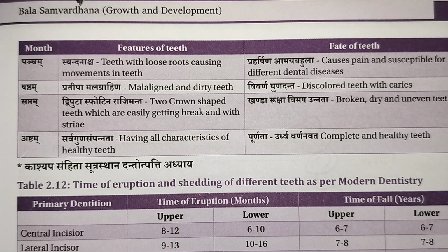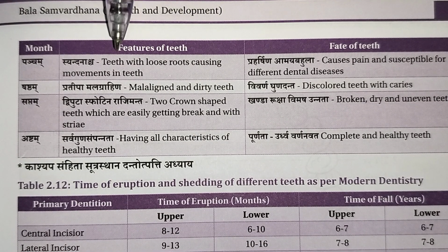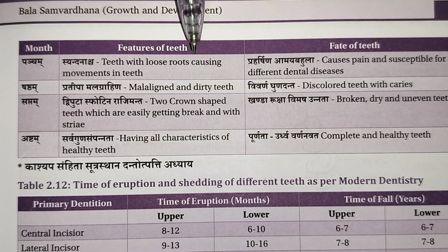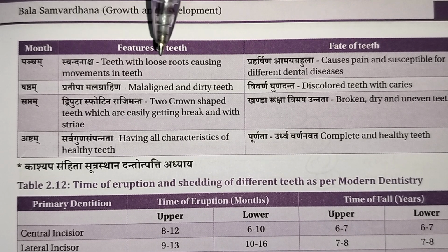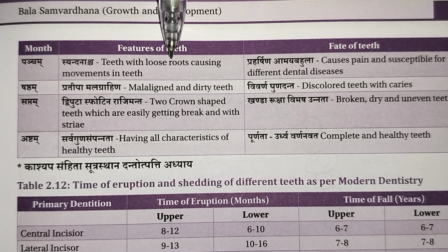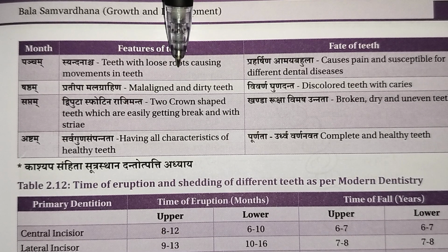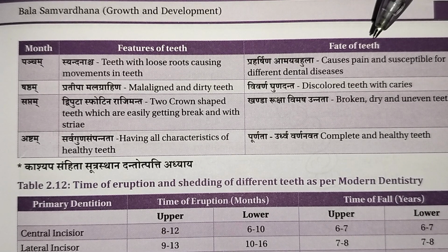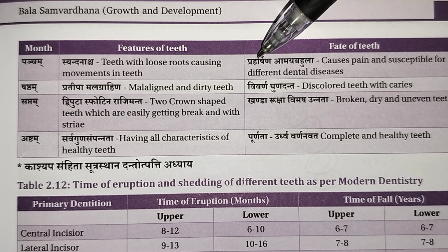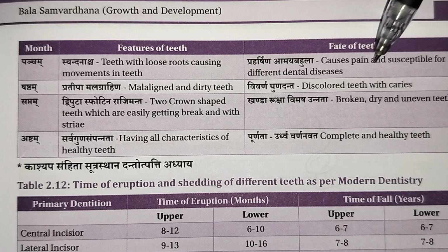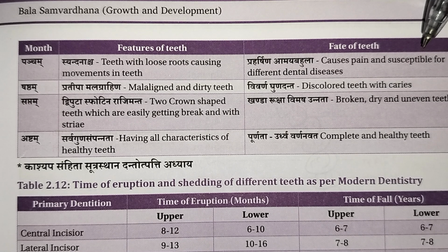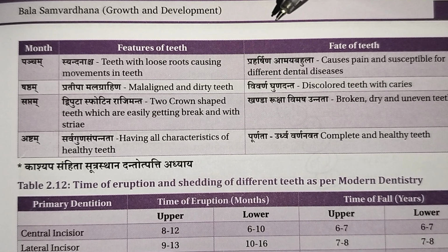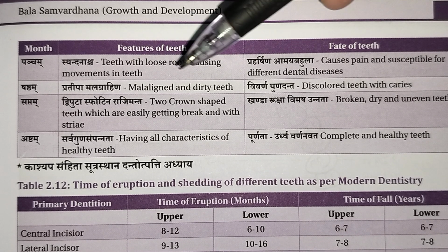Next, in the fifth month, it is said syandanashta, which is teeth with loose roots causing movement in the teeth. So definitely in the fifth month the teeth have not been properly formed. They are loose in their roots. So what is the fate of the teeth regarding this? This is praharshinam amaya bahula, causing pain. It definitely causes pain and different dental diseases, right? So these are the conditions in the fifth month.